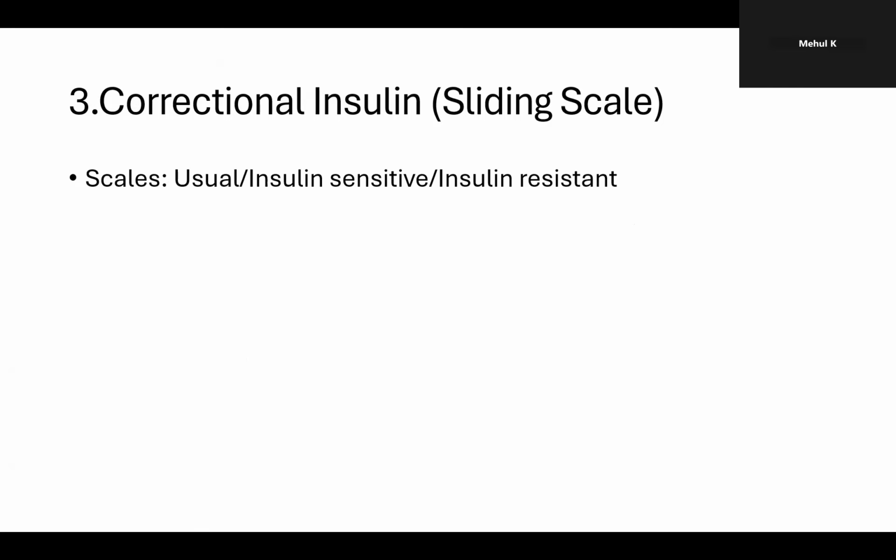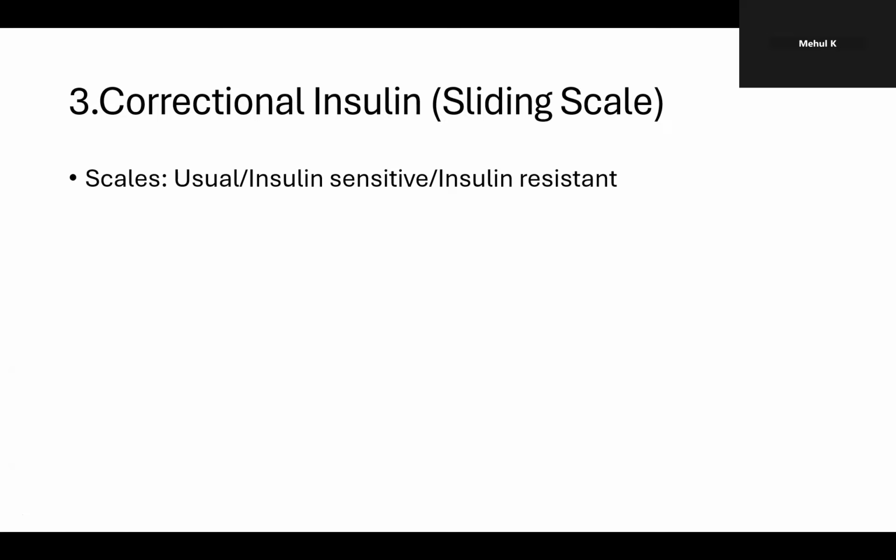So correctional insulin is what you basically do as a sliding scale. This is very, very commonly misunderstood, because people think there is one sliding scale that is applicable for all patients, which is completely wrong. You have to have different sliding scales, adjusted according to whether the patient is insulin sensitive or insulin resistant. Why is this? Because different patients will respond to insulin differently.